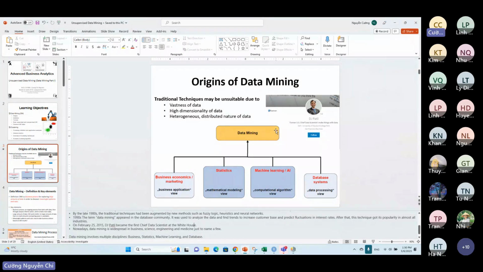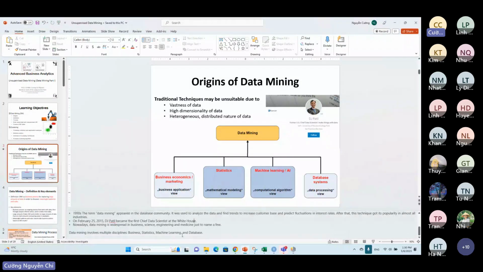Anyway, data mining should be a combination of different kinds of knowledge and skills, including domain knowledge such as business, economics, and marketing. That's what people normally call business domain knowledge. You also have to have some basic statistics, like mathematical modeling understanding. You have to learn some machine learning and AI for computational algorithms.